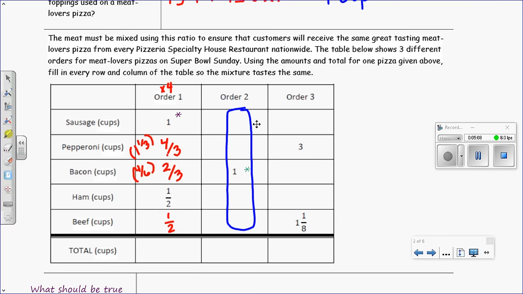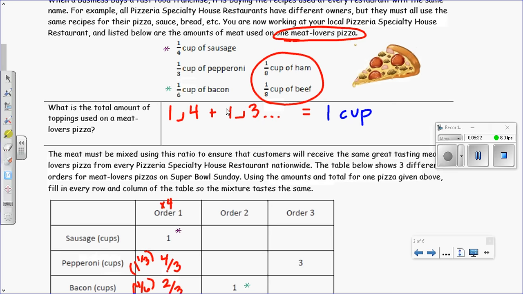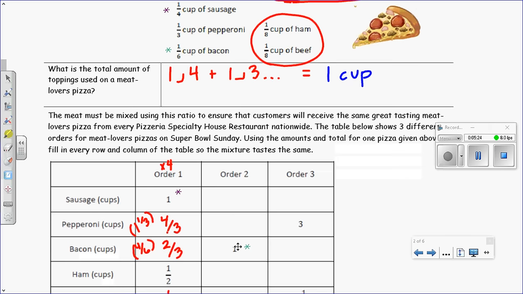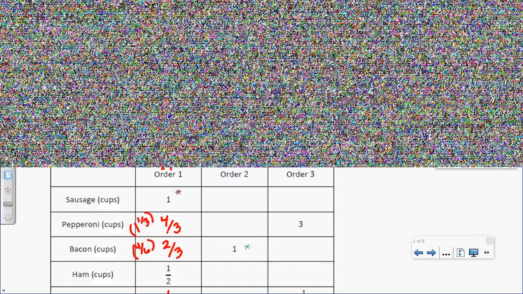Let's try to figure out what all these missing pieces are for order 2. The only one they give us here is bacon. So if they gave us bacon as 1, let's go back up to bacon here. In one pizza, it's a 1/6 cup of bacon. And down here we have a whole cup of bacon. So how many 1/6 cups would we need for one whole cup? Hopefully you said times 6. We need 6 of those.